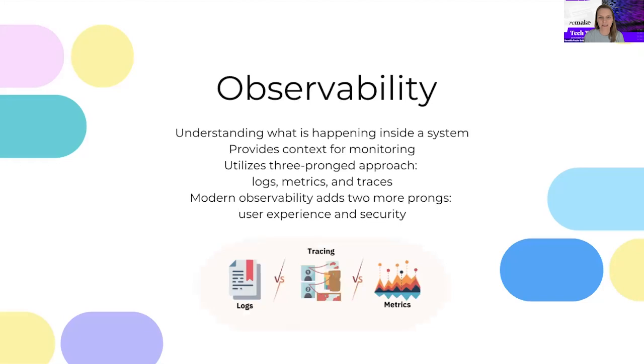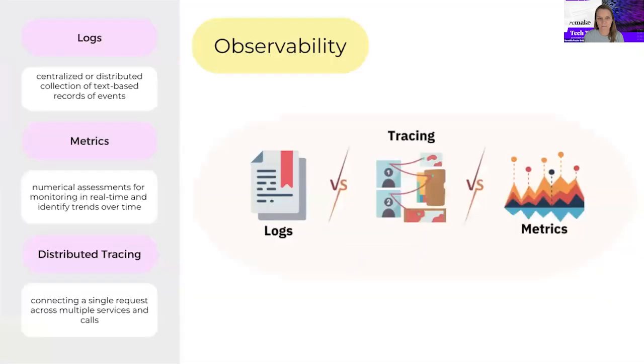Observability allows us to understand the internal state of a system by analyzing the data it generates. While monitoring focuses on overall performance, observability provides context. Traditionally, it's achieved through 3 pillars: logs, metrics, and traces. Modern observability also includes user experience and security. For our conversation, we'll focus on the first 3 pillars.